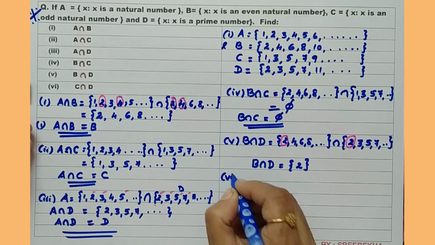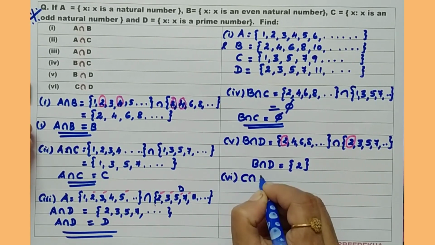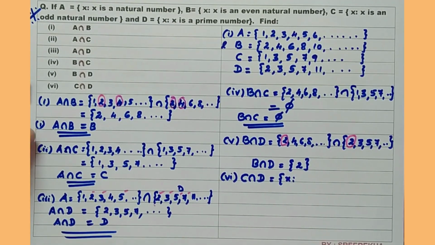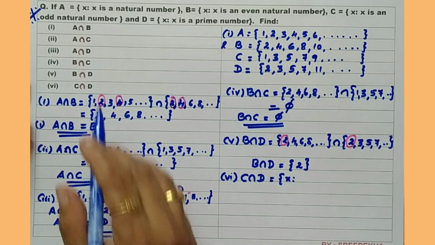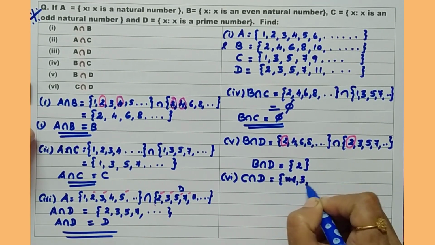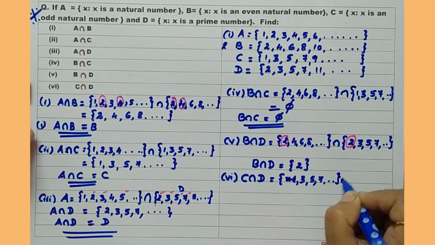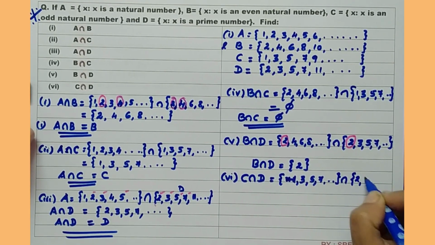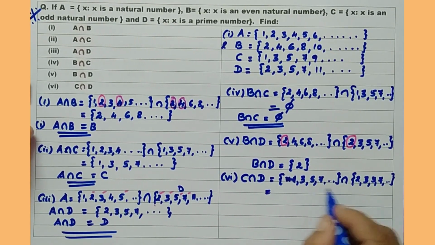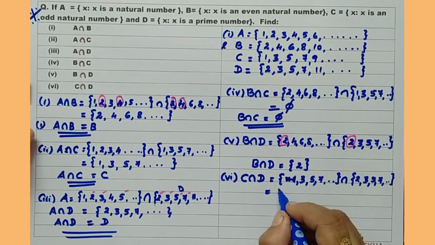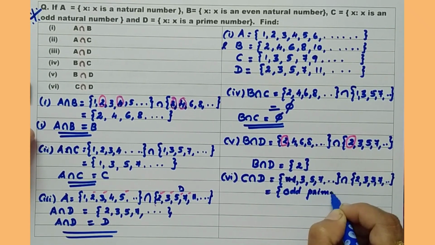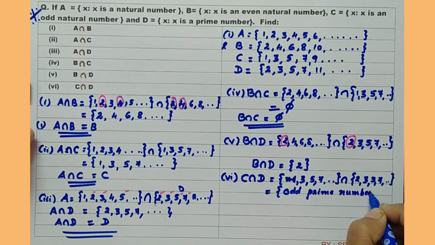And come with the last question, sixth question. C intersection D. C intersection D equals the set of all x that... What is C here? C is the set of all x such that x is an odd natural number. Odd natural numbers are 1, 3, 5, 7, etc. that you need to take intersection with D. What is D? D is the set 2, 3, 5, 7, etc. So again, what will you get? You will get the set of odd prime numbers. All odd prime numbers will come in this list.